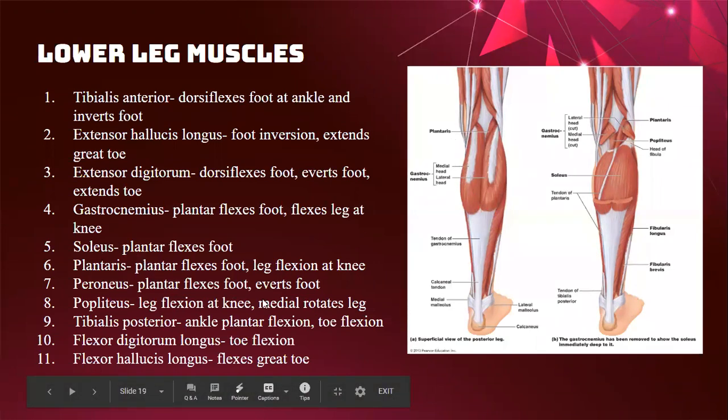Your soleus is right here, and that plantar flexes your foot. A lot of these are really small muscles that I don't think you'll ever really need to know, but just remember the gastrocnemius. I think that's the most important one.